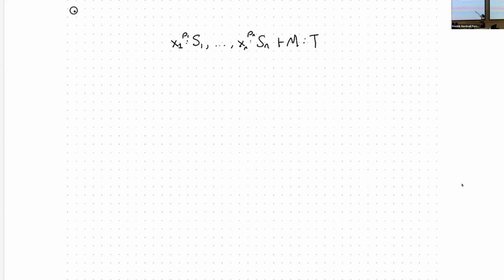And each of the colons in the type assignments is annotated with a row, which comes from some semi-ring. So just for now, think natural numbers. How many times is this variable used? So again, we capture some kind of linearity.